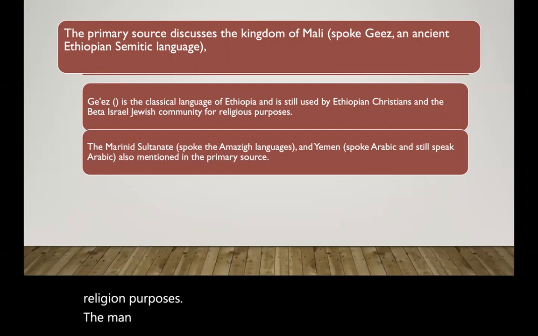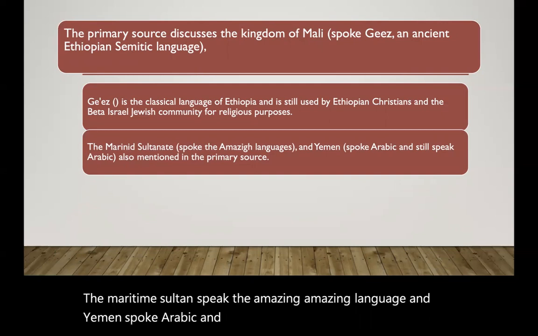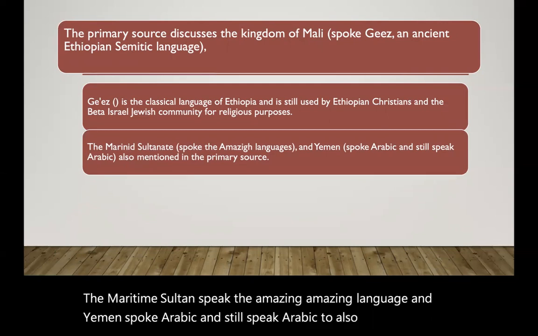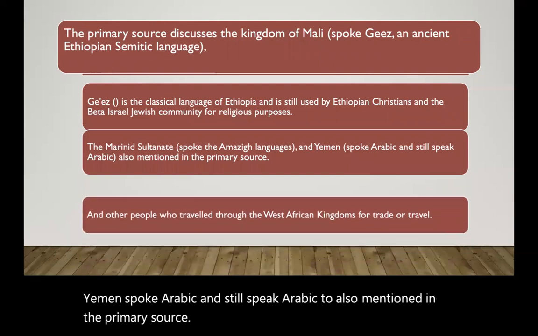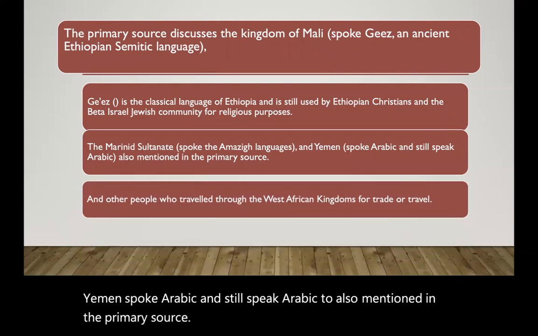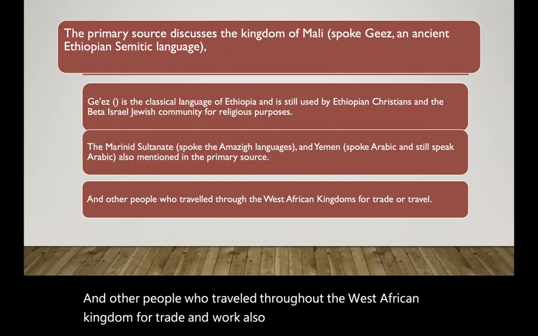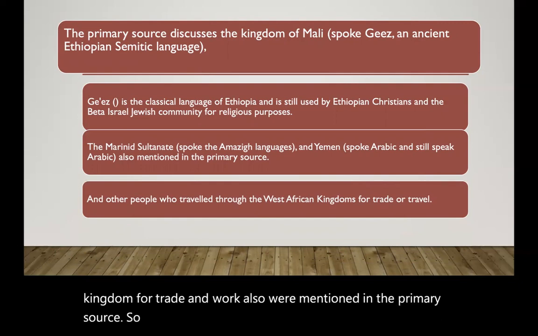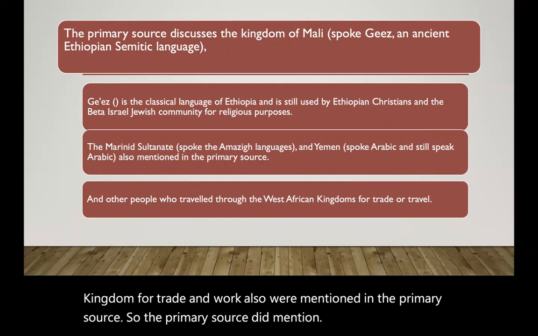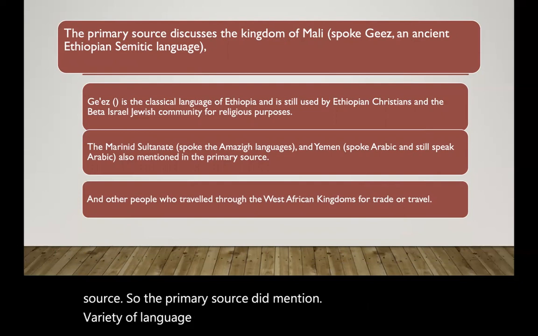The Marinid Sultan spoke the Amazigh language, and Yemen spoke Arabic and still speaks Arabic today, also mentioned in the primary source. Other people who traveled throughout the West African Kingdom for trade and work were also mentioned. So the primary source mentions a variety of languages used on the land, which is evidence of language exchange.